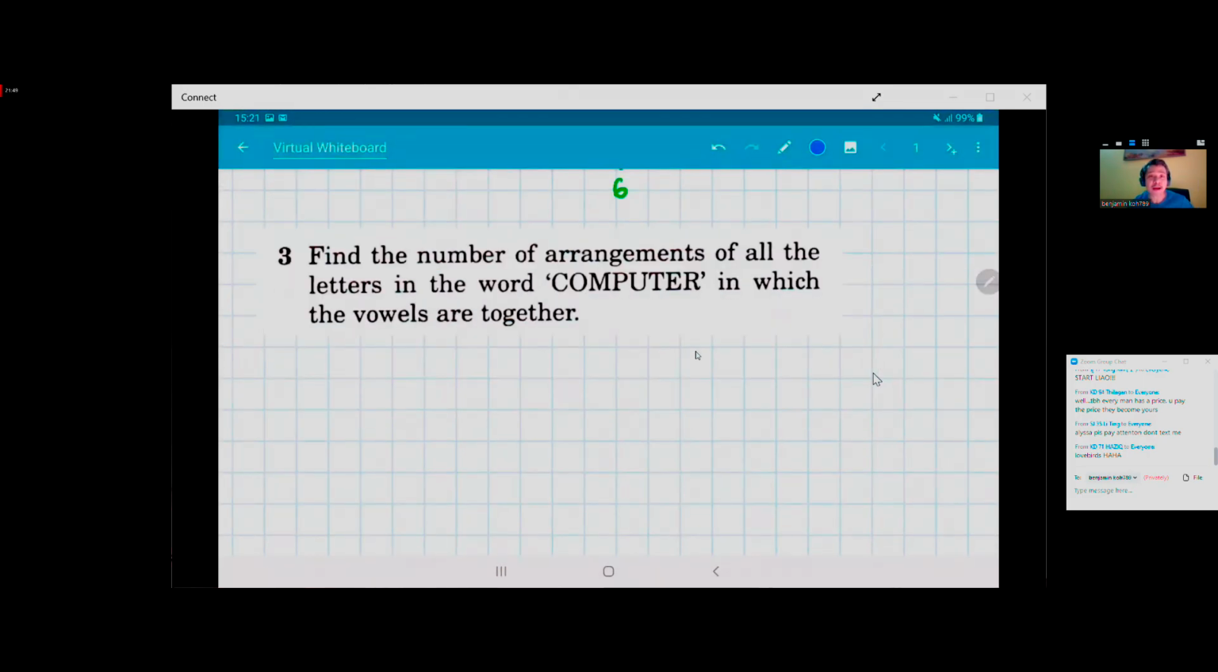Okay, next one, question number 3. Okay, nombor 3. Find the number of arrangements. Cari bilangan susunan bagi semua huruf in the word computer in which the vowels are together.